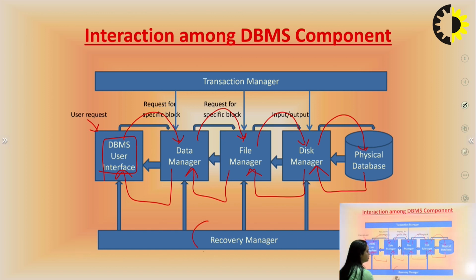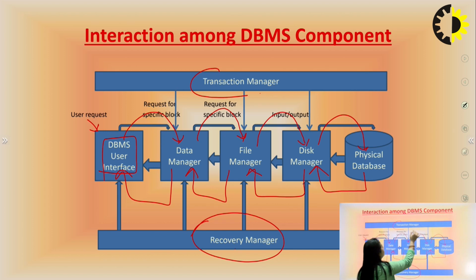Here you can see this is the recovery manager. If any failure or any controlling authorization is required, then the recovery manager is responsible for this. And the transaction manager is responsible for ensuring all the transactions either completely happen or not at all. He is responsible for this particular task, either commit or rollback.